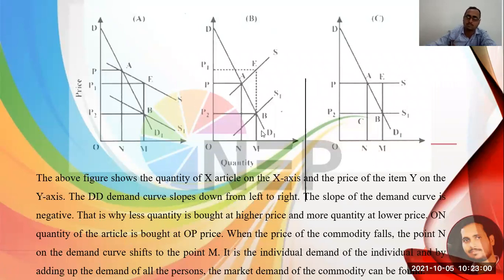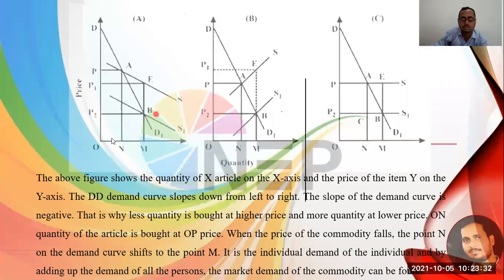So, students, some law works here, and some illustration of the demand will be shown, as the details are given at the bottom of the diagram. That is, the OY axis shows the price, and the OX axis shows the quantity of the commodity. The DD curve in each diagram is showing the demand of the commodity.